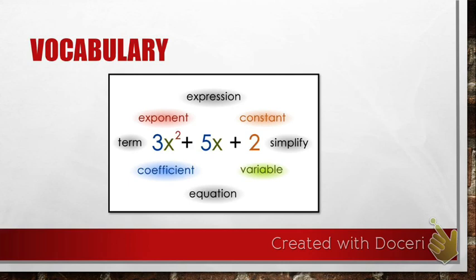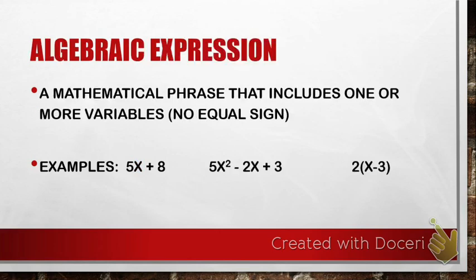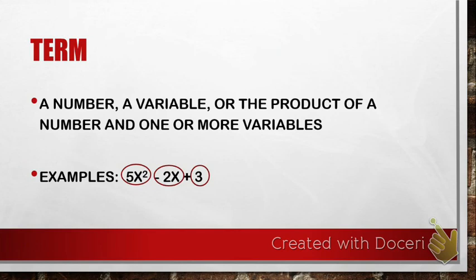Okay, some vocab. These vocab words are going to become important on your test. You are going to have part of your test focus on vocab. A variable is usually a letter used to stand for a quantity that changes in value. In 5x plus 5, the variable would be x. An algebraic expression is any mathematical phrase that includes one or more variables but no equal sign. A term is each one of the numbers and x's together between the addition and subtraction symbols.